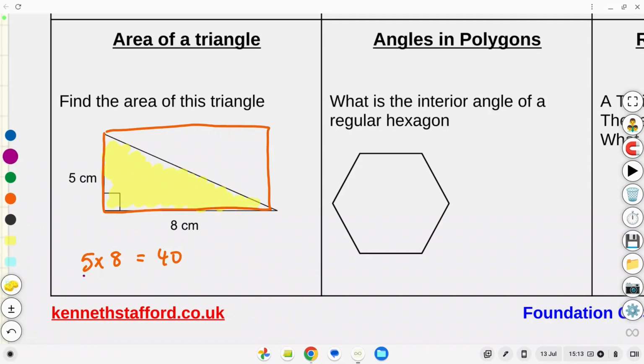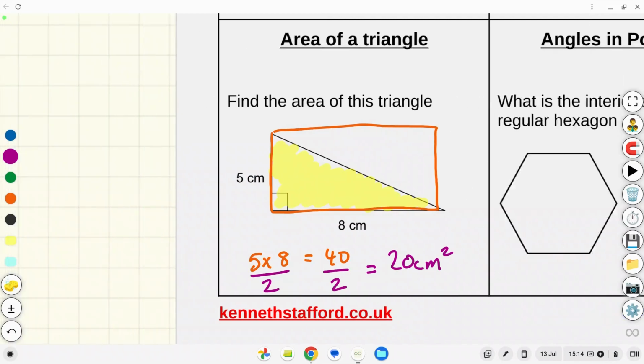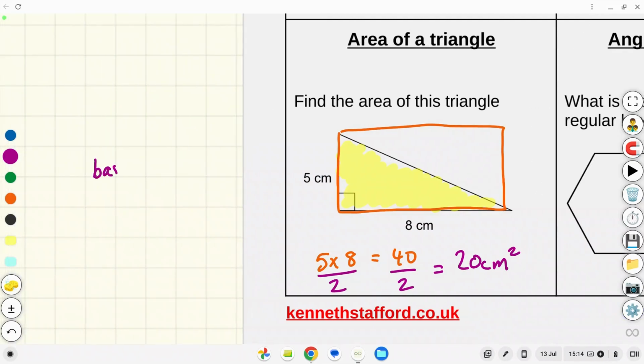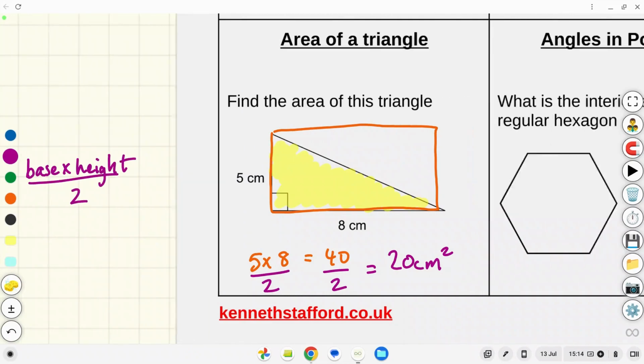So we've got to half it. Half of 40 is 20. So the area is 20 centimeters squared. The formula for this is base times height divided by 2. Which is exactly what we did there.